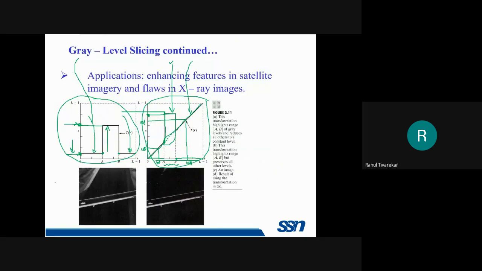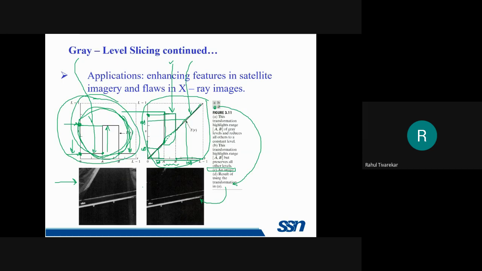So this is the input image, and if you apply the transformation on this input image, as you can see, what is that? Image C is the input image, and image D, that is this, that is nothing but this. So image D is the result of using transformation A. So which transformation have they used? That is gray level slicing without background.